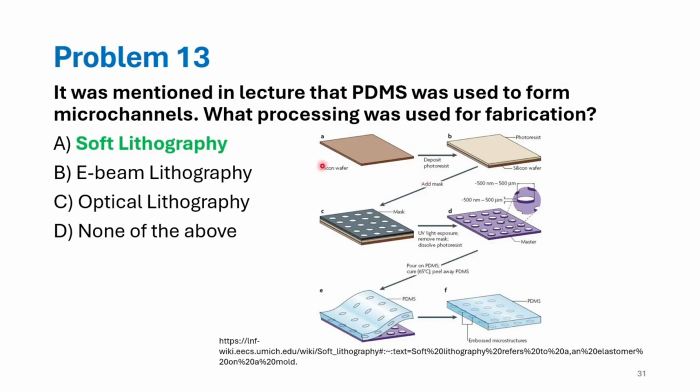Here in this figure we have a mold that is made of silicon wafer. First we have a silicon wafer, we coat a photoresist on it, then we add a mask on it, then we remove the mask and dissolve the photoresist. So then we get a master mask. On this master mask we pour PDMS, we cure it and then we peel it away. Once we peel it away, we get a PDMS with whatever structures were there in the mold.